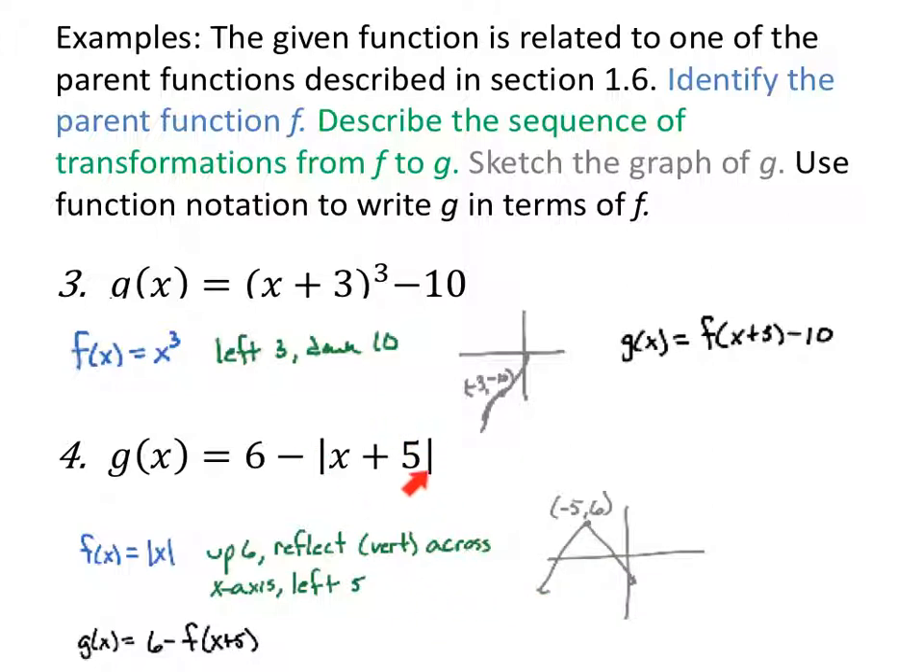Instead of writing as absolute value, I could use the idea of the parent function, f of x, and rewrite this as 6 minus f of x plus 5.